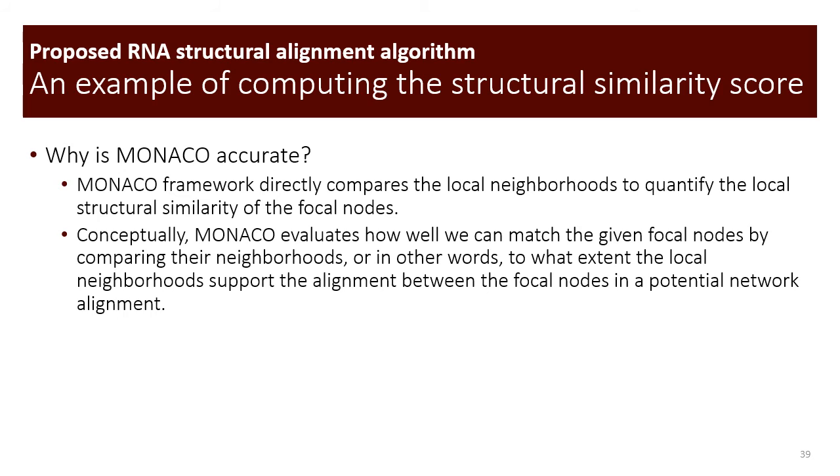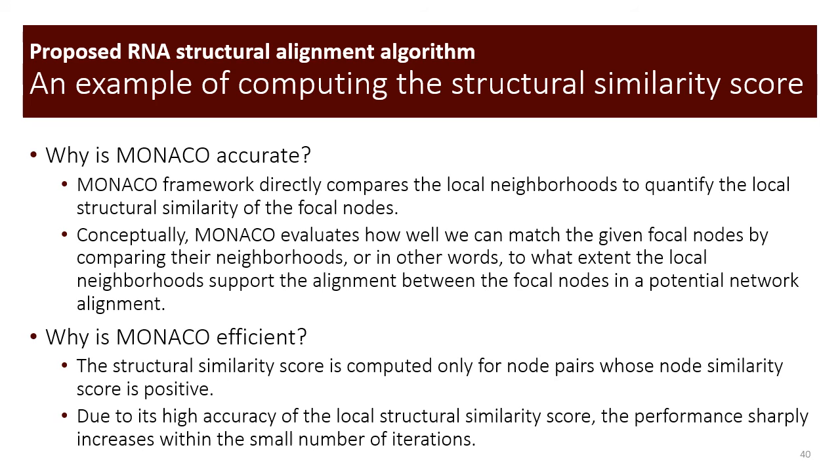Why is Monaco accurate? The Monaco framework directly compares the local neighborhoods to quantify the local structural similarity of the focal nodes. Conceptually, Monaco evaluates how well we can match the given focal nodes by comparing their neighborhoods, or in other words, to what extent the local neighborhoods support the alignment between the focal nodes in a potential network alignment.